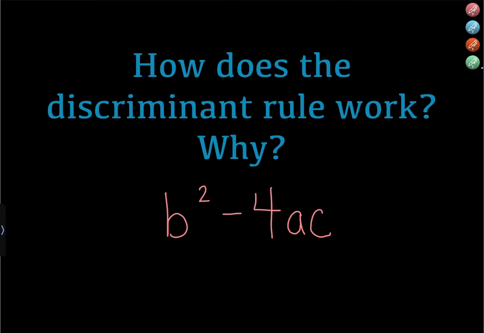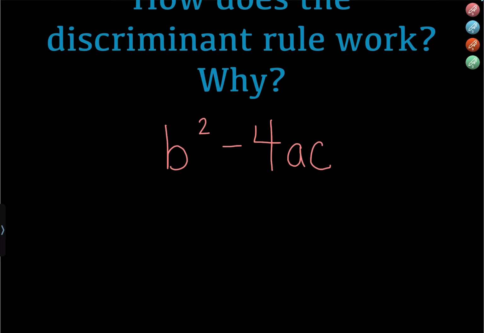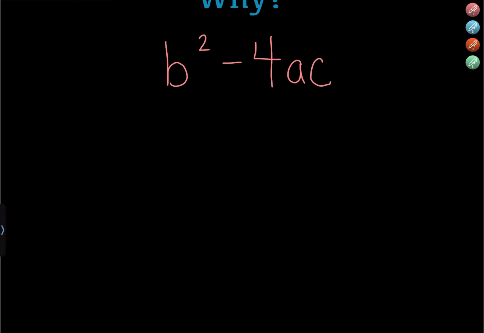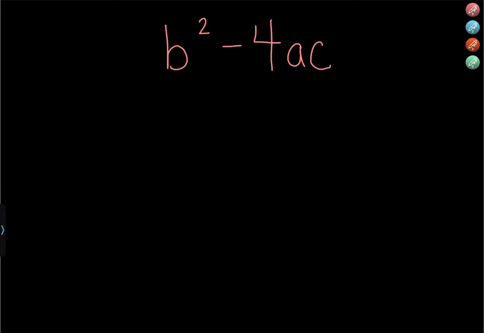Hey everyone, today we'll be discussing how does the discriminant rule work, and even more interestingly, why does it work? So first of all, let's work on how, just in case anyone doesn't know. So how does it work? Basically, we have our discriminant, which is this.